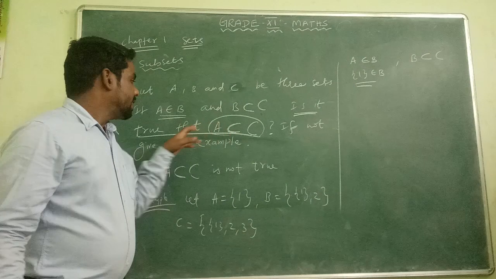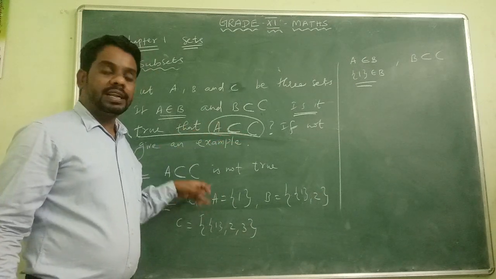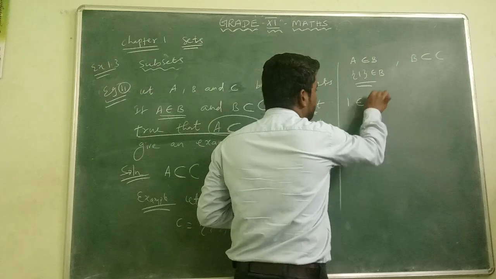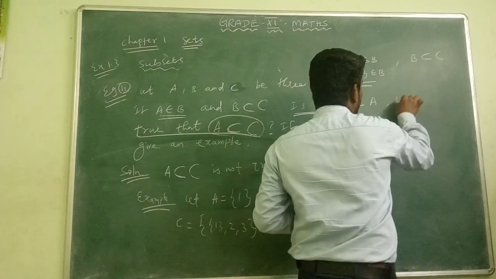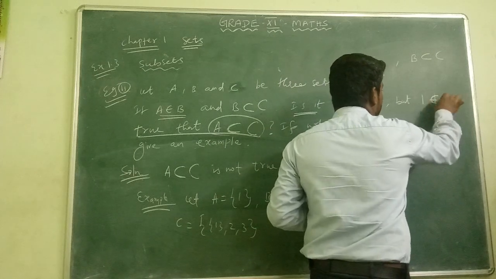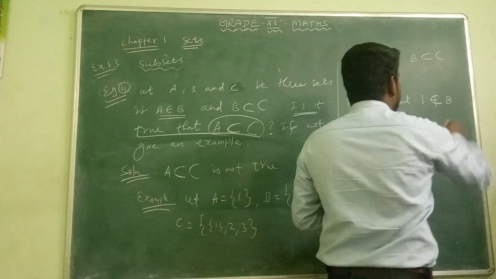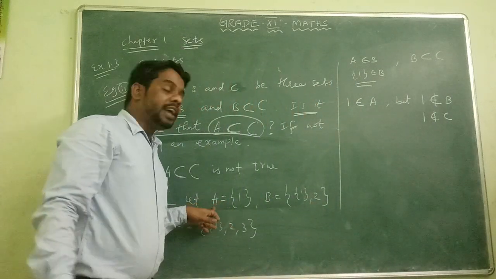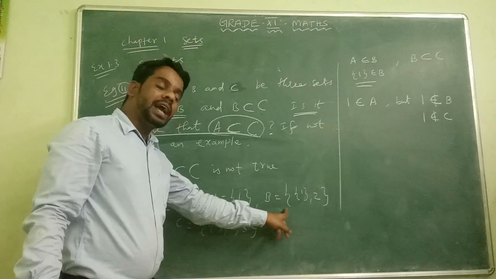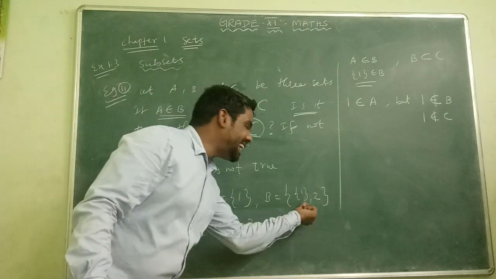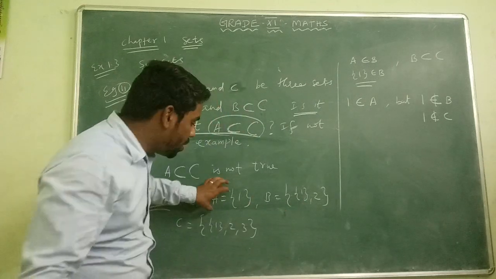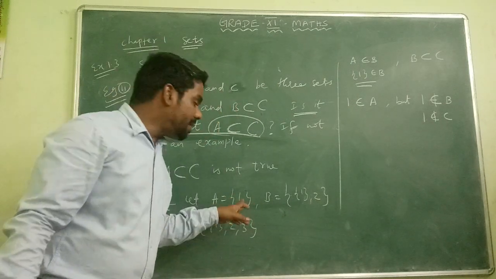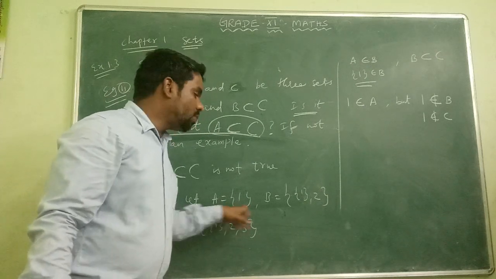But here A subset of C is not true. Listen students, the element 1 belongs to the set A, but the element 1 does not belong to B and does not belong to C. Listen students, here the set {1} belongs to B. That means the whole set A belongs to B. But the element 1 belongs to A only, and 1 does not belong to B and C.